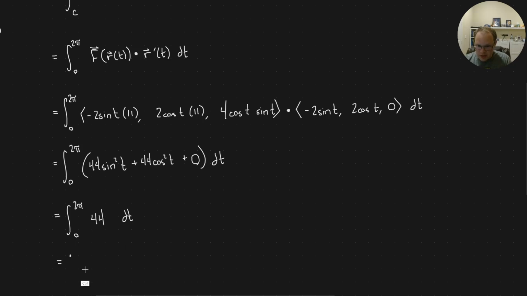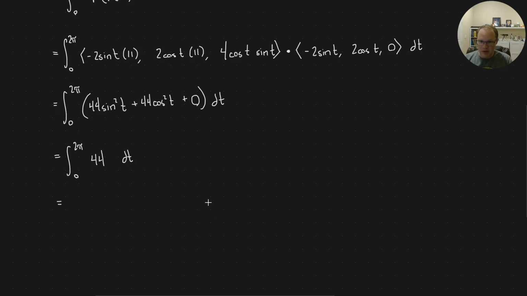And it's almost trivial at this point. You know what? Why don't we go ahead and finish it off? If I integrate with respect to t, I get 44t. I'm going to evaluate that from 0 to 2 pi. And so I get 44 times 2 pi, or 88 pi. That is the final answer.